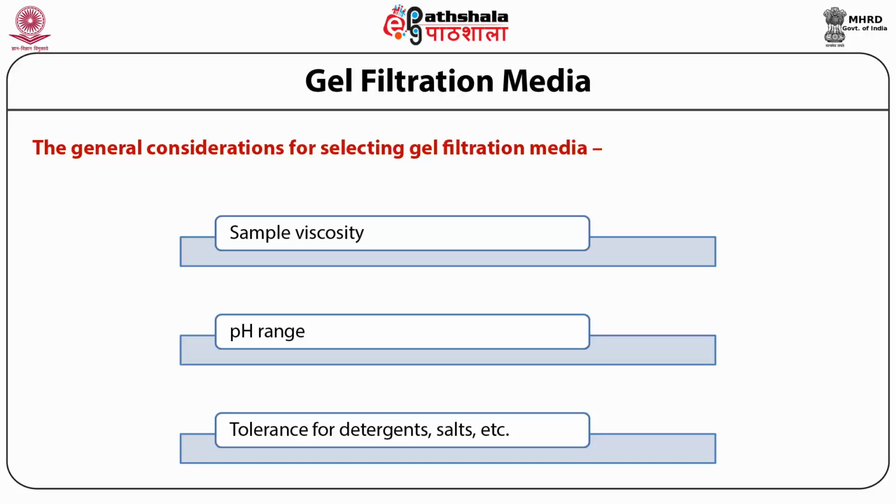Since it is a gel filtration chromatography, we are concentrating the sample, and after concentrating, the sample has become slightly viscous. Therefore, it should be able to pass through the pores of the gel, and gel filtration media should be stable in a wide pH range, say from 3 to 10. And it should be tolerant to salt as well as detergent, because in gel filtration chromatography, sometimes salts or detergents are added to separate subunits. So these are important considerations one should have for selecting gel filtration media.